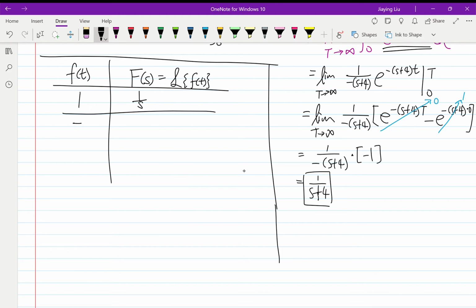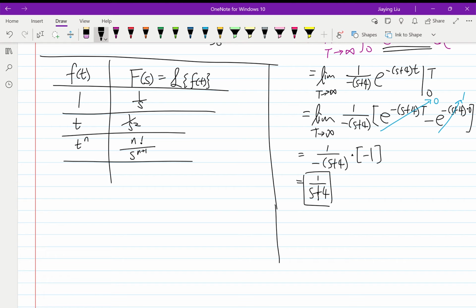And then if you have f of t being t, then that's going to be 1 over s squared. If you have t to the power of n, that's going to be n factorial over s to the n plus 1 in the exponent. By the way, everywhere you look on the internet, you're going to find a table. So even if you don't write it down now, when you do your homework you can always look it up. It's also in the lecture notes.